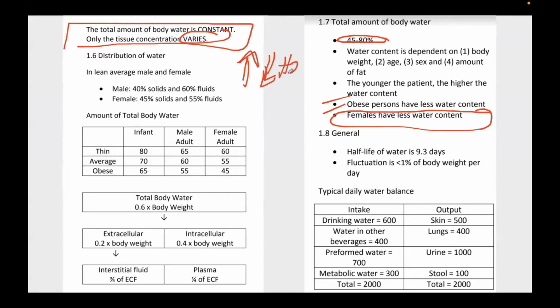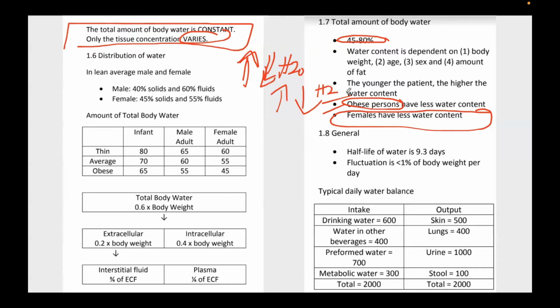So, in females, we have more fat because of estrogen, so our fat content is higher and our water content is lower. Same as for the obese persons. The fat content of obese persons is higher compared to thin people. And then their water content in their body is also lower.